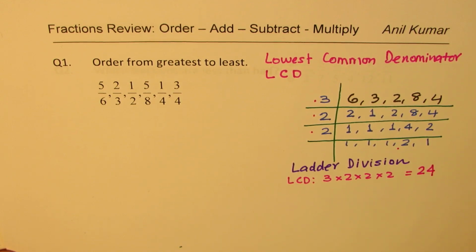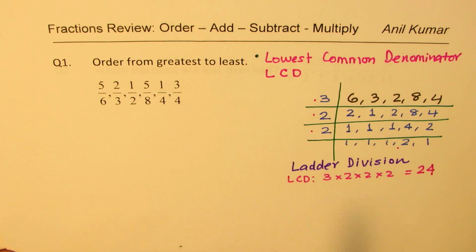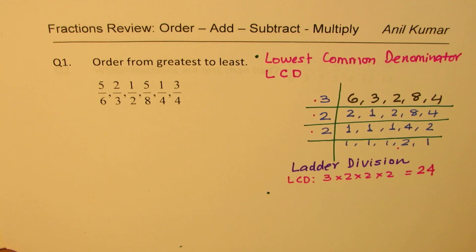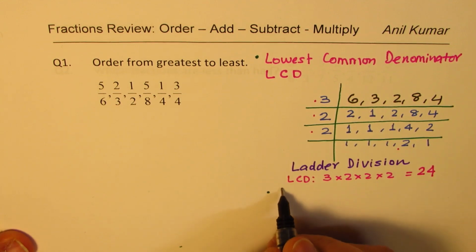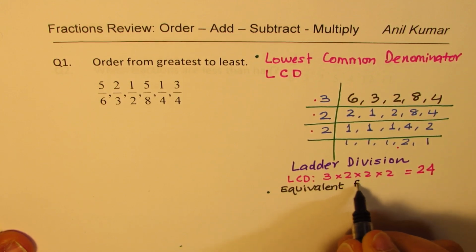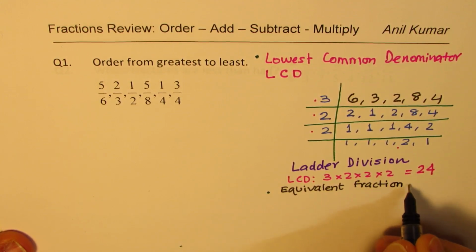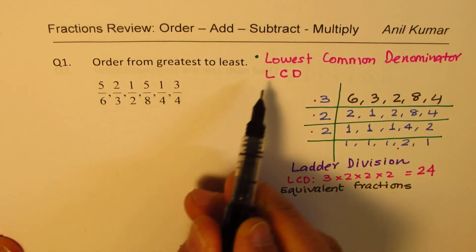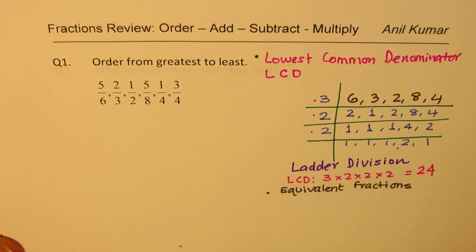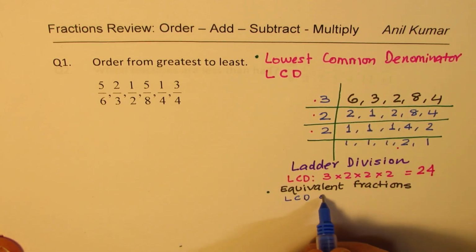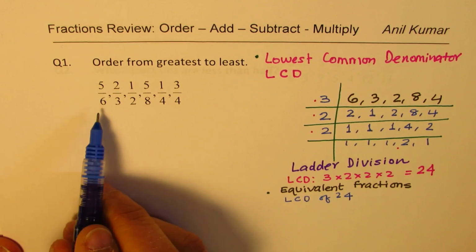Next step is what? The next step is to write equivalent fractions. So let's write down the next step, which I will say as equivalent fractions. Now what do I mean? I mean to say that I have to write all of them with a denominator of 24, right? So we have to convert all these fractions with the lowest common denominator of 24. That is the idea, right?